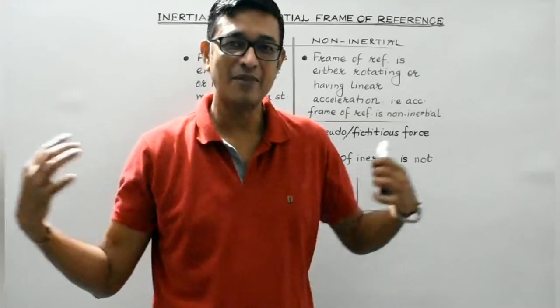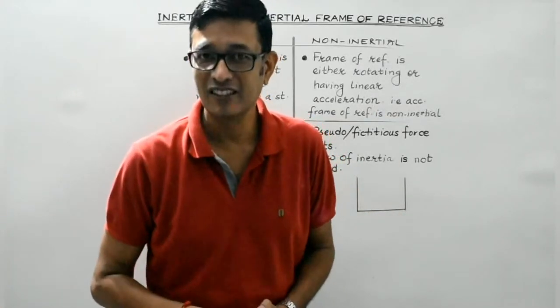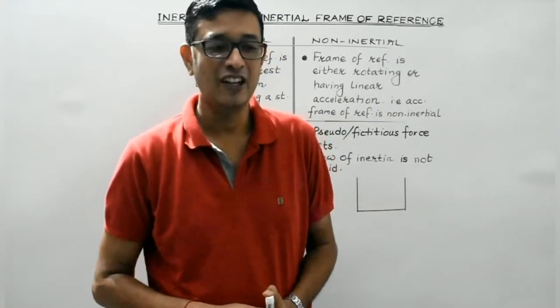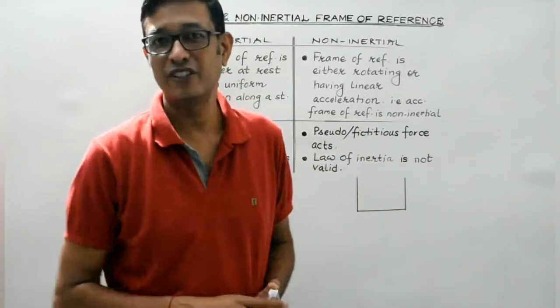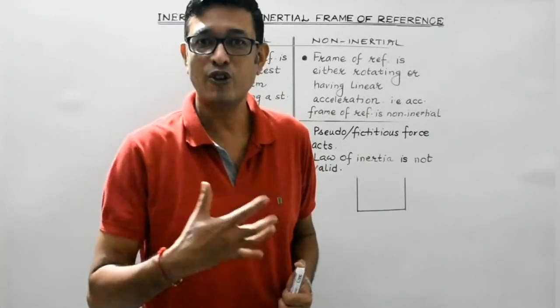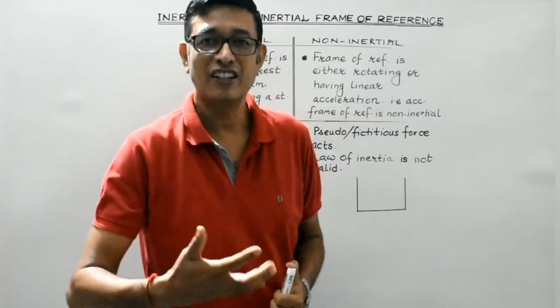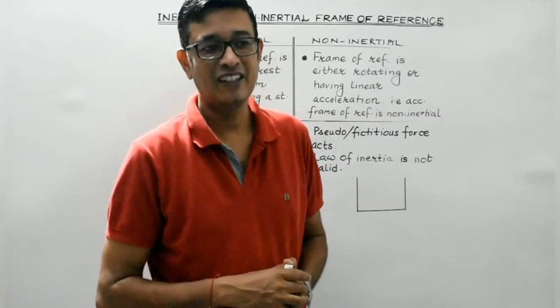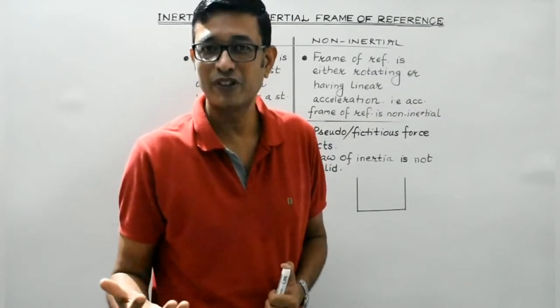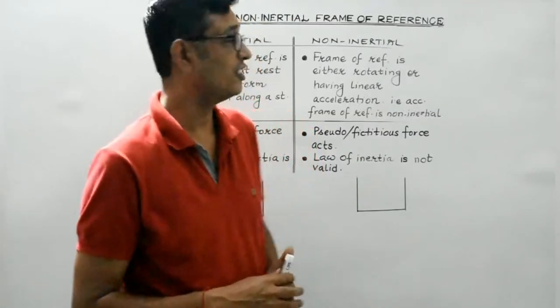So let us try to recap all the things which we have studied till now in this session, right? We have discussed the frame of reference. It is actually a point of view of the occurrence of an event, right? And then we have discussed the types of frame of reference, inertial and non-inertial.